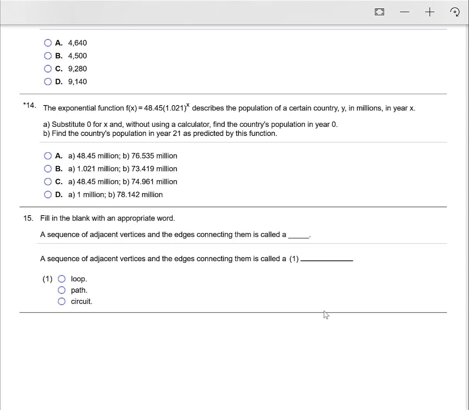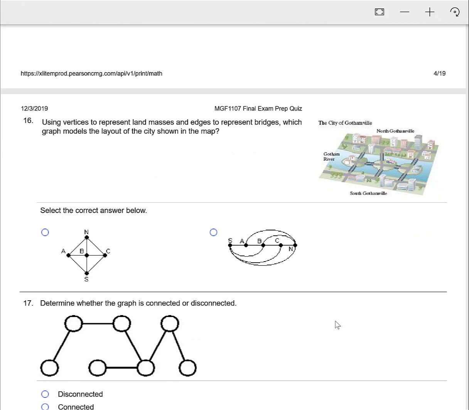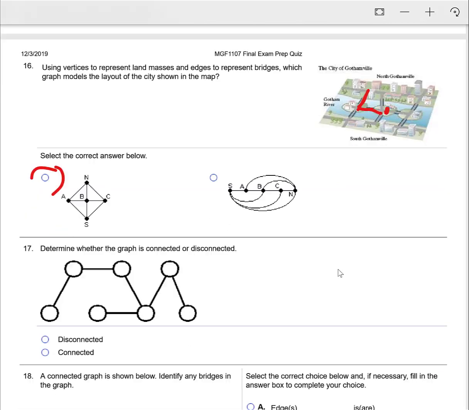A sequence of adjacent vertices and the edges connecting them is called a path. This one wants you to create a graph that models the picture shown there. It's a layout of a city, and if we notice in the center of the city right here, it's being connected all different ways through connections here and so forth. And so the correct answer here is going to be the one on the left side.